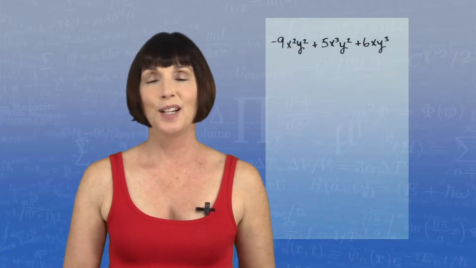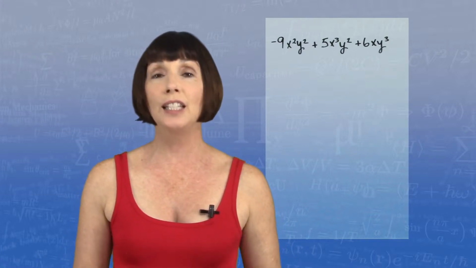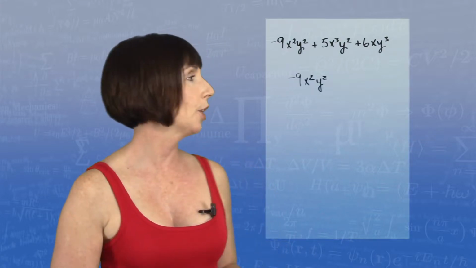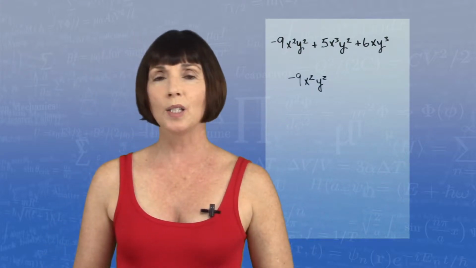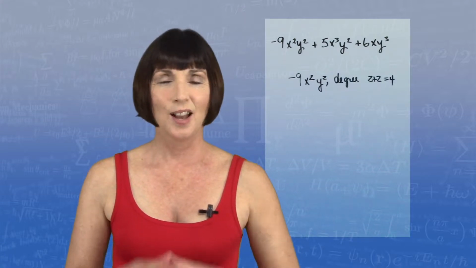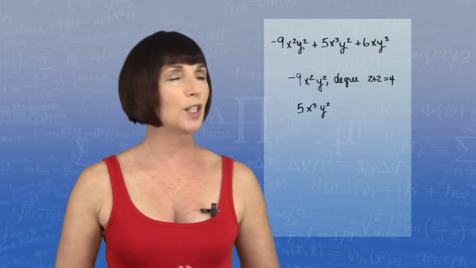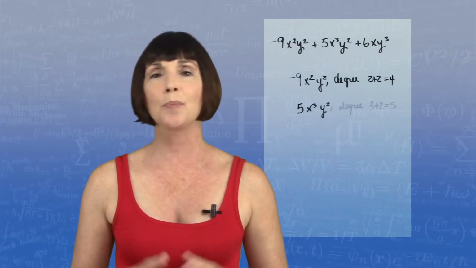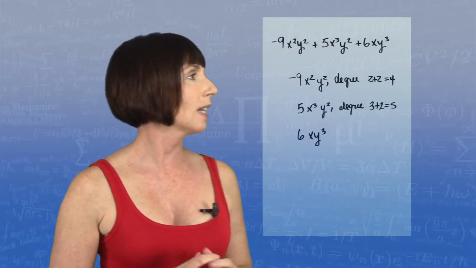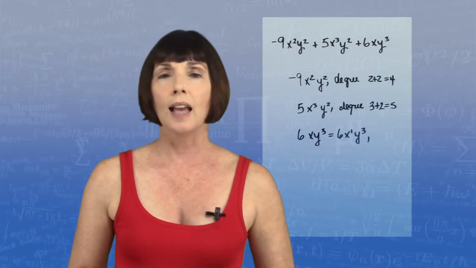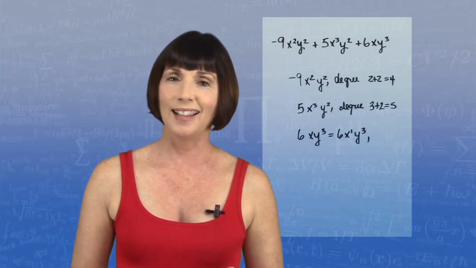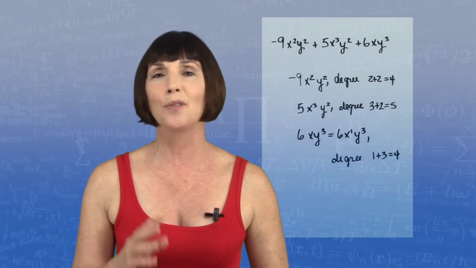Okay, how'd you do? Remember, to find the degree of any term, you just add up the exponents of the variables. So for our first term, negative 9x squared y squared, we add up those exponents to get a degree of 4. For our next term, 5x cubed y squared, we add the exponents, and the degree is 5. For our third term, 6xy cubed, now I can write that as 6 times x to the power of 1 y cubed. Again, I add the exponents and I get a degree of 4.